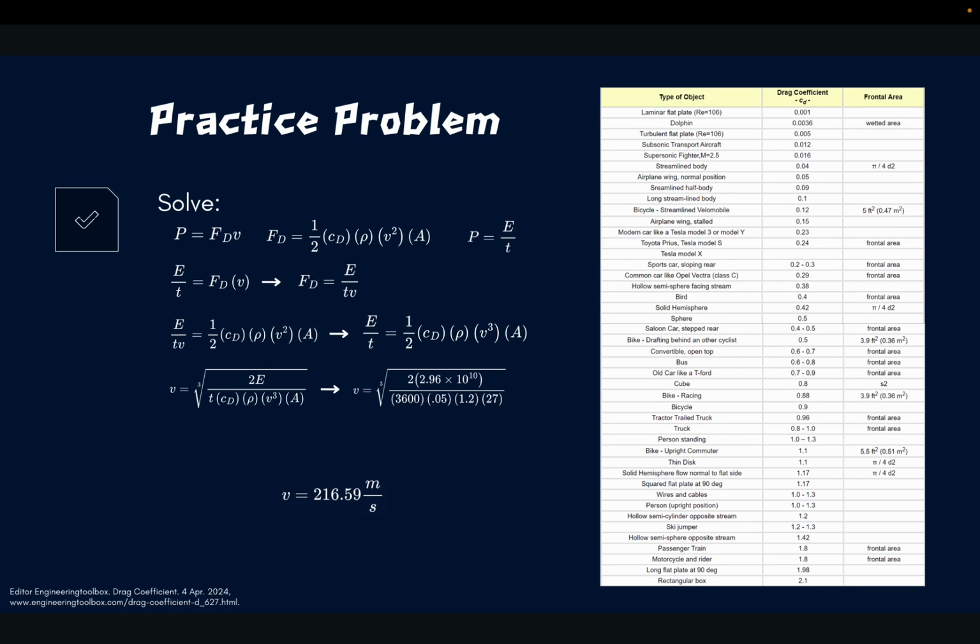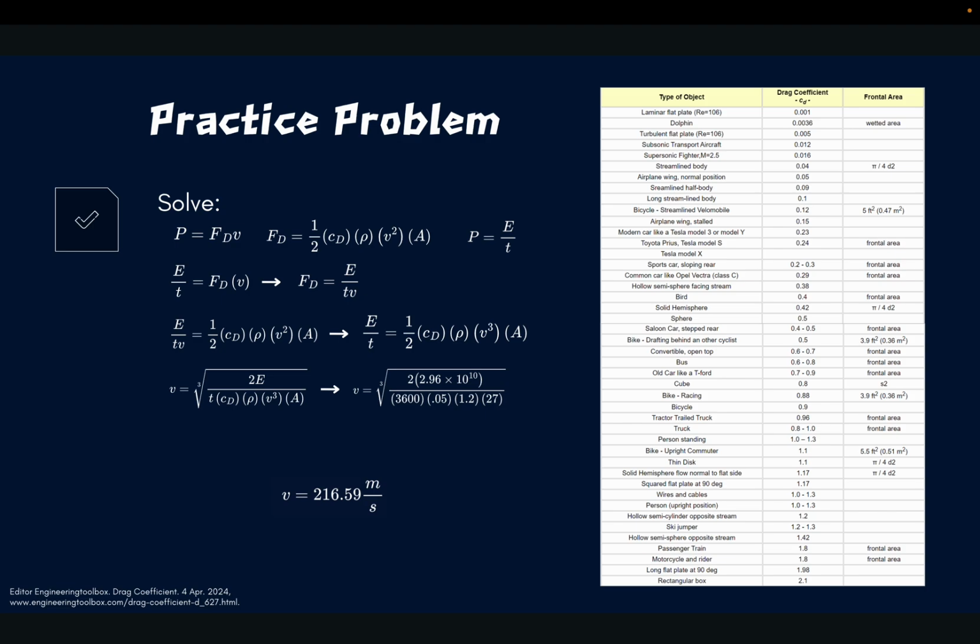Now for solve. To begin, we defined our three equations, which is power is equal to the drag force times the flow velocity. We defined what the drag force equation is, and then we defined power as energy over time. Next, we set energy over time equal to the force of drag times the flow velocity, and through algebra, we defined that the flow velocity is equal to energy over time divided by the drag force.